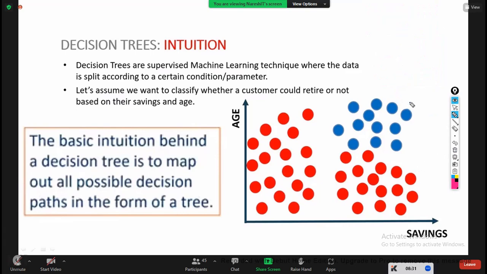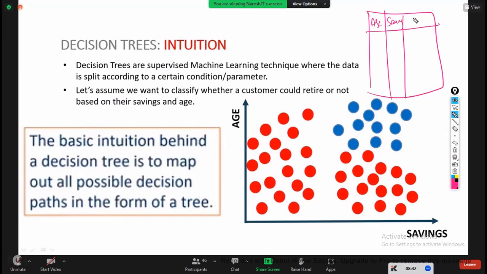Blue color data points indicate retire, right? Now I'm making a scatter plot between the input variables, age versus savings, and whether the person has to retire or not to retire. I'm making a scatter plot between the x1 and x2 variables, considering the discrete variable y, by writing hue equal to the output variable. And I'm going to get a scatter plot in this way.